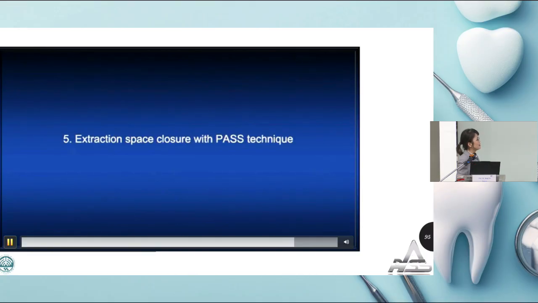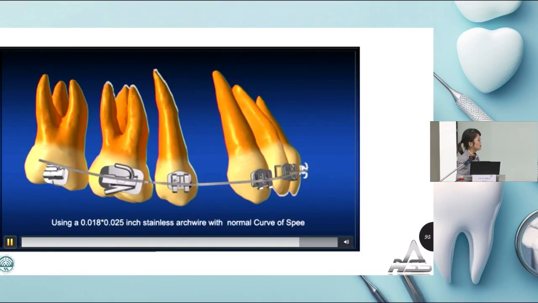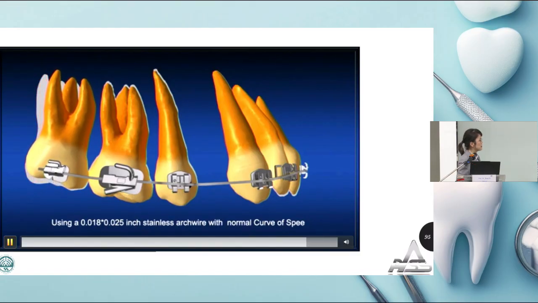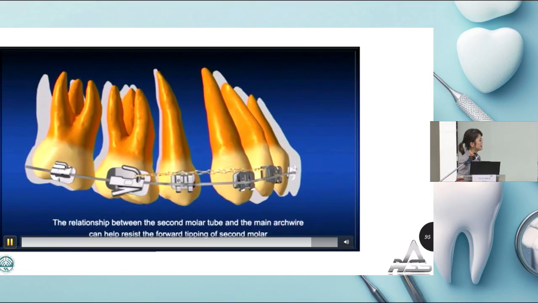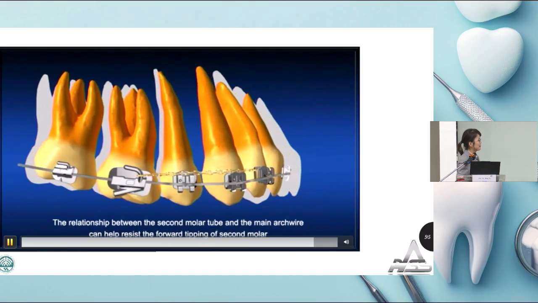Then we close the extraction space. Use an 18x25 SS arch wire with normal curve of Spee. Use a power chain or tie back to close the space.